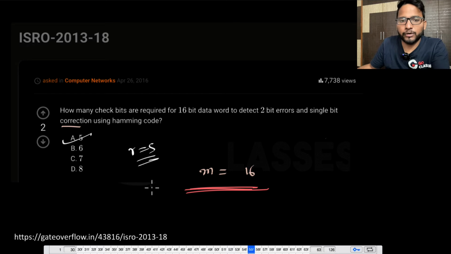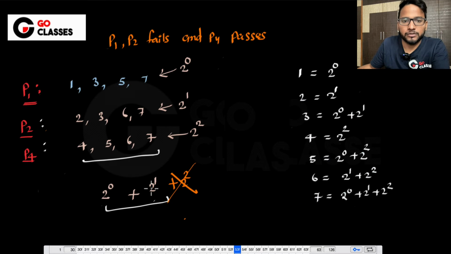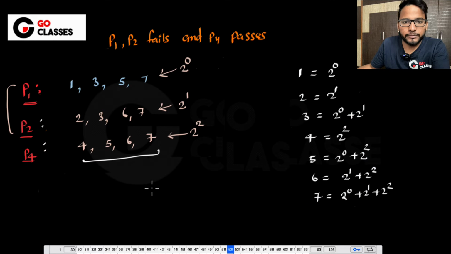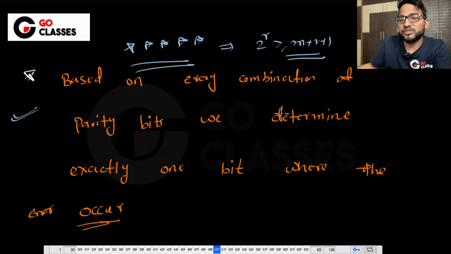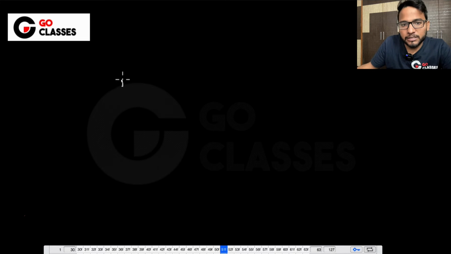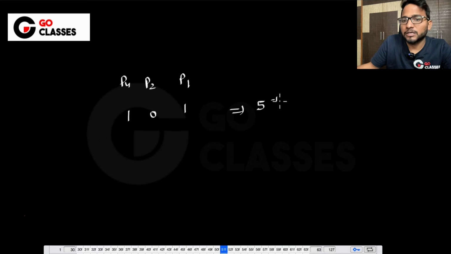See, we have seen one observation, right? So the observation was this. Let me just go to that slide, that based on every combination of the parity bit, let's suppose that this is P4, this is P2, this is P1. If I say that P1 fails, P2 passes, P4 fails, then you will say since these two are failing and this one is passing, the error must be in the fifth bit, right? So something like this, right? I mean, based on every combination, you can say which bit the error must be in, right?